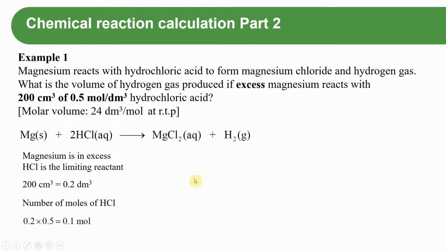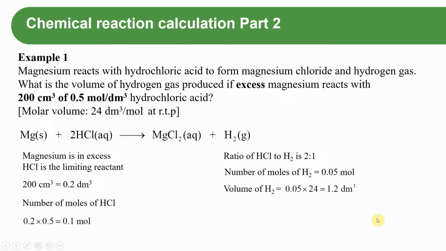And now we want to compare the mole for HCl and hydrogen. So the ratio is 2 to 1. Alright, HCl to hydrogen gas is 2 to 1. So if we have 0.1 mole here, it should be 0.05 mole for hydrogen gas. And now we have 0.05 mole of hydrogen gas. We can just multiply by molar volume to get the volume, which is 1.2 dm cubed. And that's the answer for this question. 1.2 dm cubed. We do not need to change to cm cubed if the question did not say so.